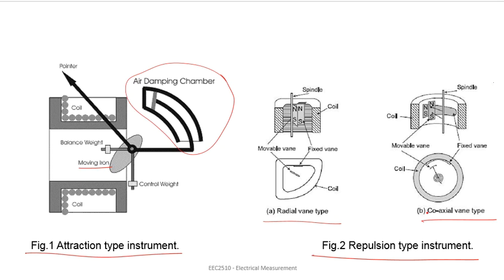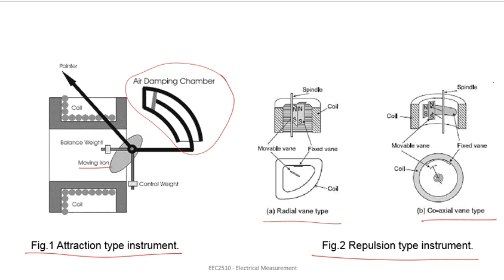So what happens is that these are similarly magnetized when the current flows through the coil, and then there is a force of repulsion between the two vanes, which results in the movement of the moving vane. Since one vane is already fixed, only one vane will move. So if there is a repulsion between the vanes, obviously the vane which is able to move will just move away from the fixed iron vane. This is the basic operation of the repulsion type instrument.